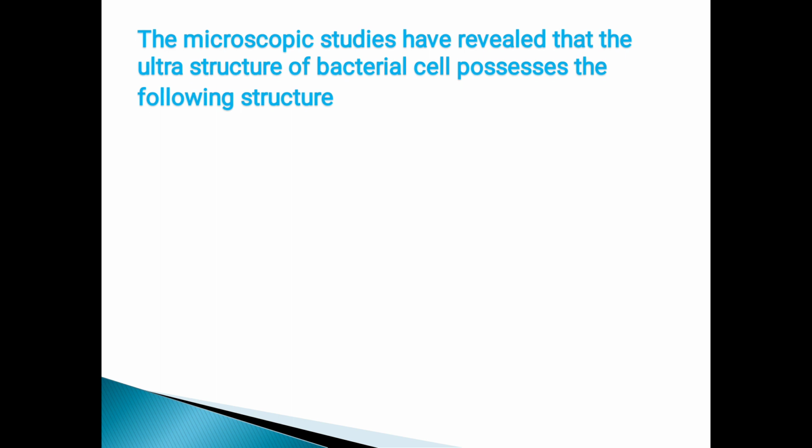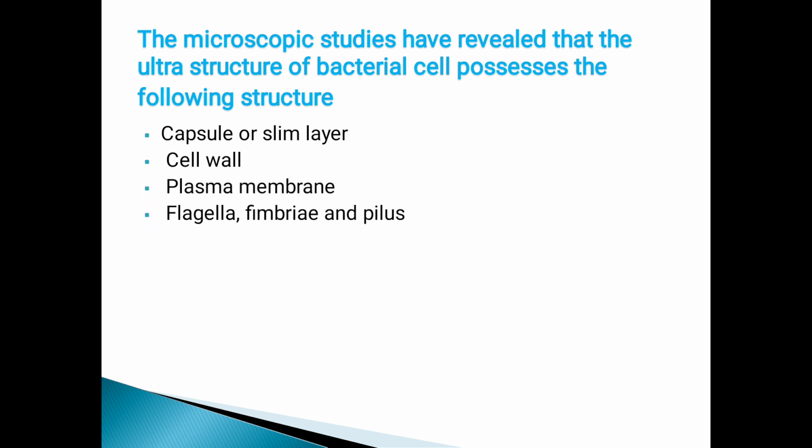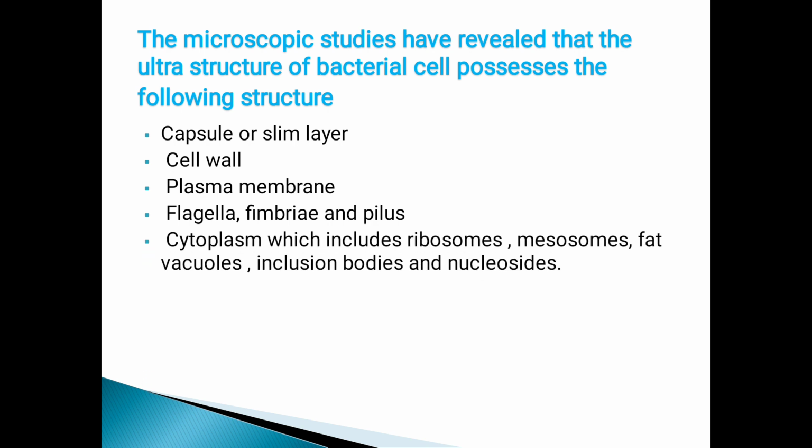Microscopic studies have revealed that the ultrastructure of bacterial cells possesses the following structures: capsule or slime layer, cell wall, and plasma membrane, plus flagella, fimbriae, and pili. The cytoplasm includes ribosomes, mesosomes, fat vacuoles, inclusion bodies, and nucleoid.